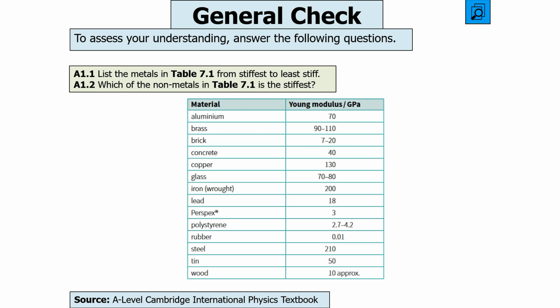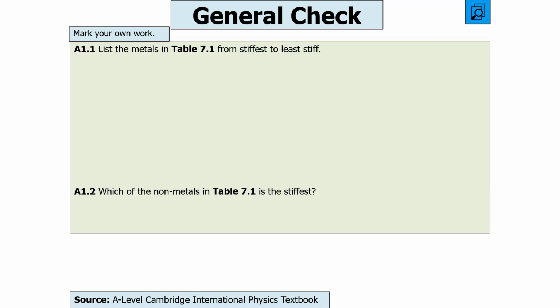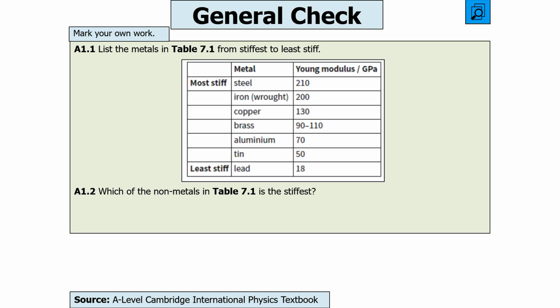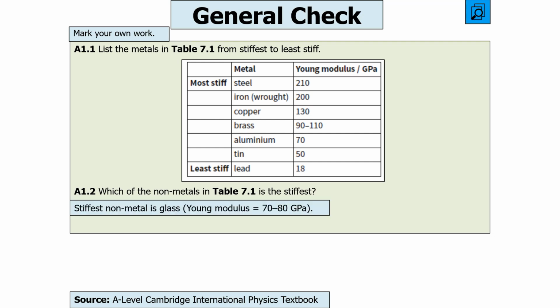The next question says, list all the metals in the table from stiffest to least stiff, and then which of the non-metals is the stiffest. So, pause the video now, then unpause the video when you want to go through your answer. Right, you've got to be aware that the Young modulus tells you the stiffness of the material. So the most stiff is steel with the highest Young modulus, whilst the least stiff is lead with the lowest Young modulus. And it's the same idea for the non-metals. The highest Young modulus is the stiffest material, which in this case is glass.